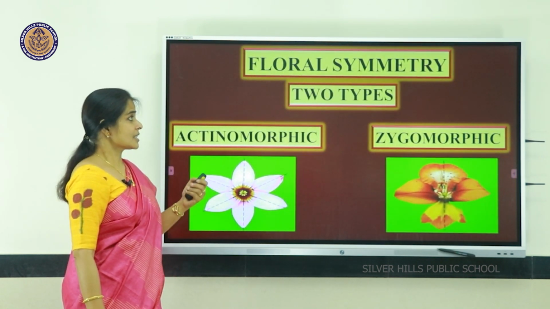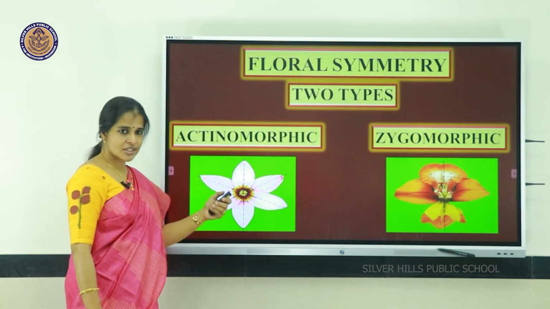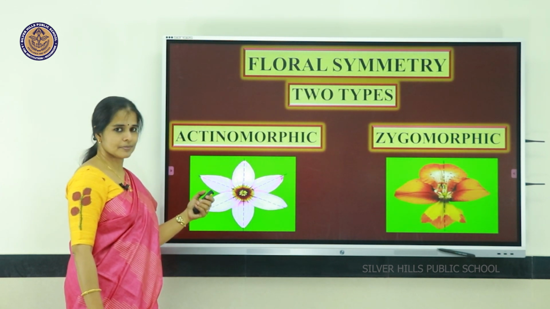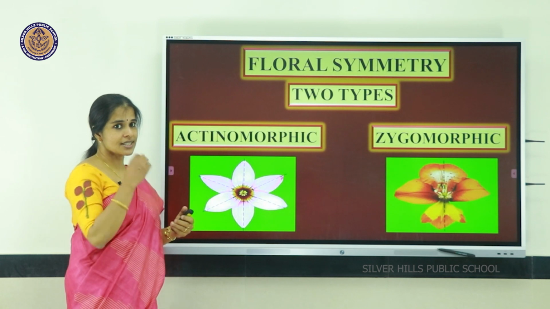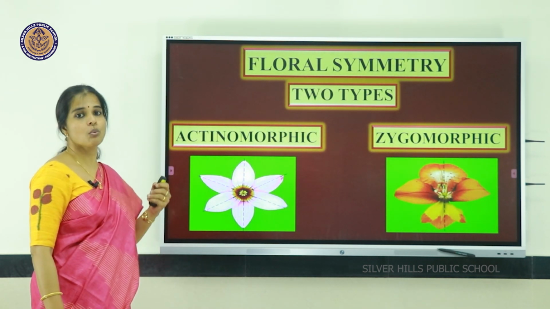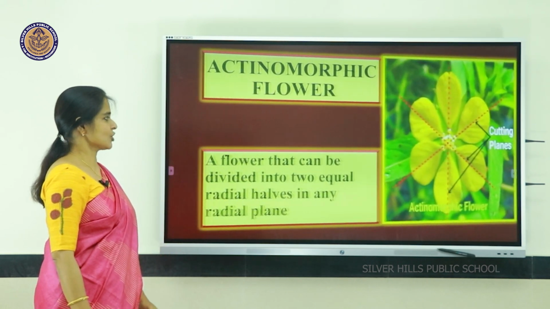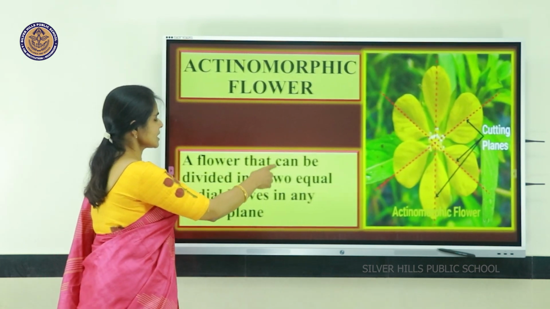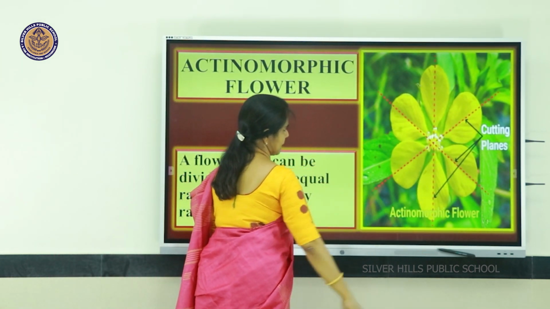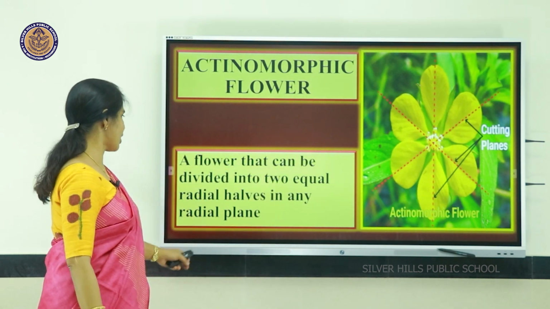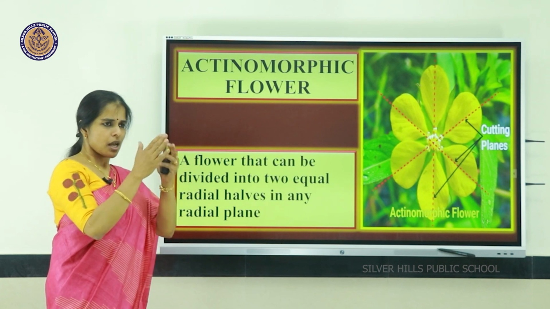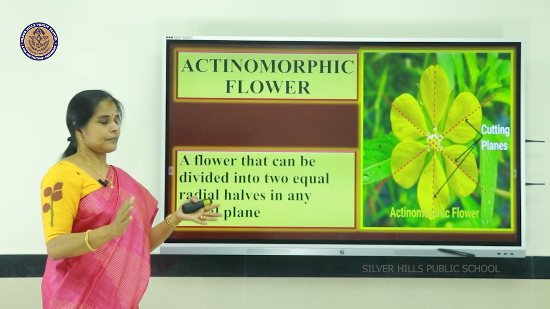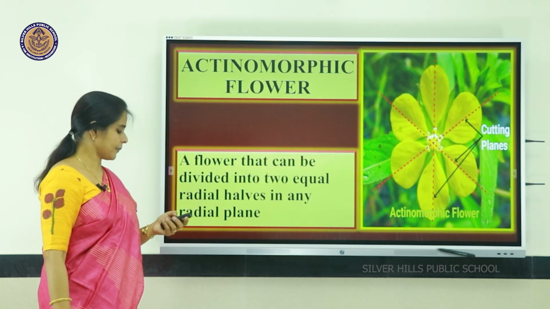Next, the symmetry of the floral parts. Based on the symmetry, flowers can be divided into two types, actinomorphic and zygomorphic. Let us have a look. What is actinomorphic? What is zygomorphic? What is actinomorphic? If a flower is divided in any plane and if that can be divided into two equal radial halves, if you can divide a flower into two equal radial halves in any plane, then it is known as actinomorphic.